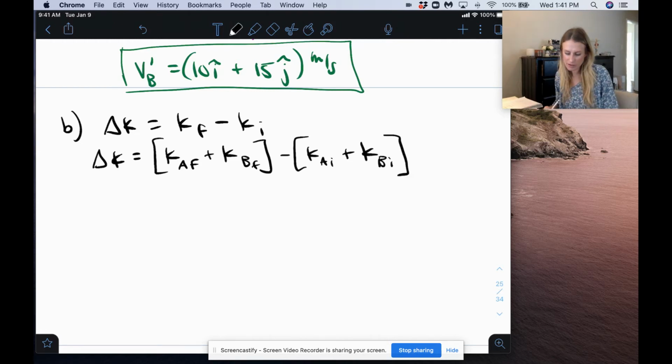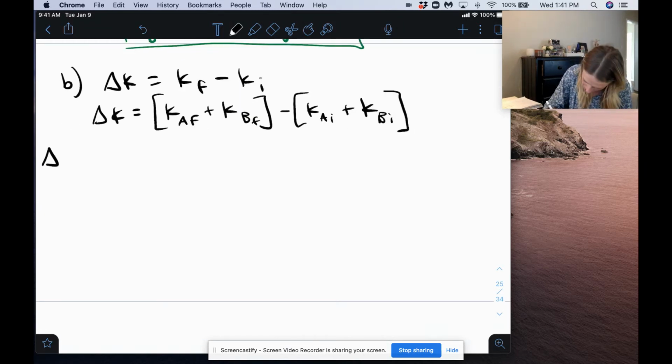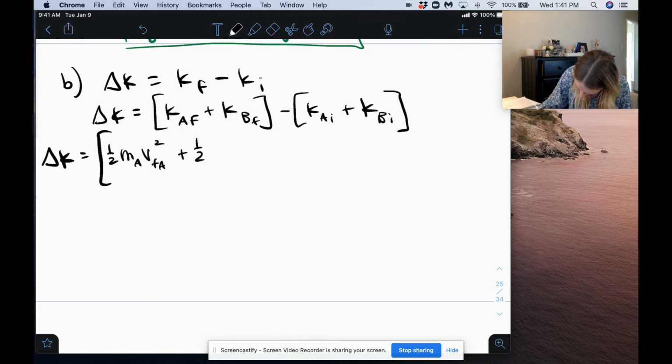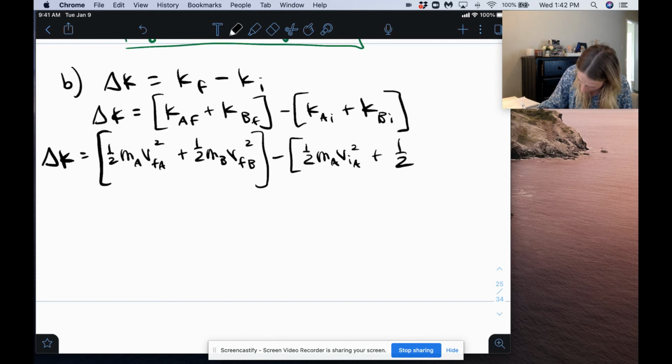So plugging in our equation for kinetic energy, our change in kinetic energy will be 1/2 times mass of A times final velocity of A squared plus 1/2 times mass of B times final velocity of B squared. And then minus our initial kinetic energy, which will be 1/2 times mass of A times initial velocity of A squared plus 1/2 times mass of B times initial velocity of B squared.